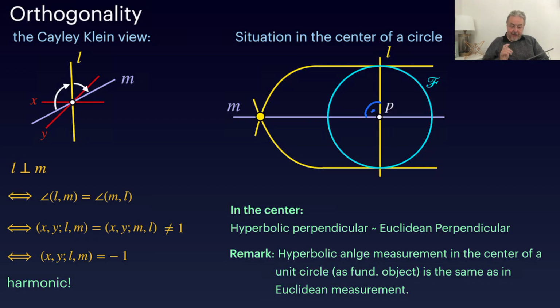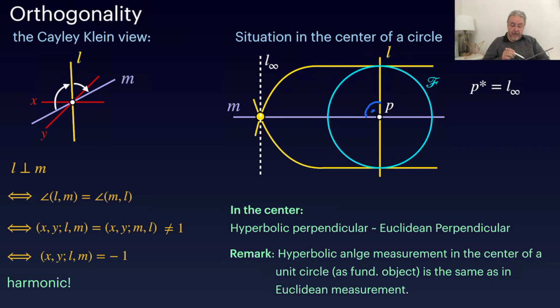And the reason for that is the following. If you take this point P here and consider its polar with respect to the fundamental object, what you get is the line at infinity. So it's a line passing also through our point that we had here as the intersection of the two tangents. But then the following happens. How do you measure the hyperbolic angle at that point? Well, you have to take that point, and from that point you have to draw tangents to your fundamental object.